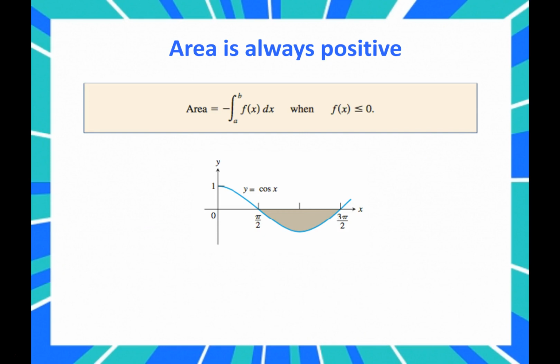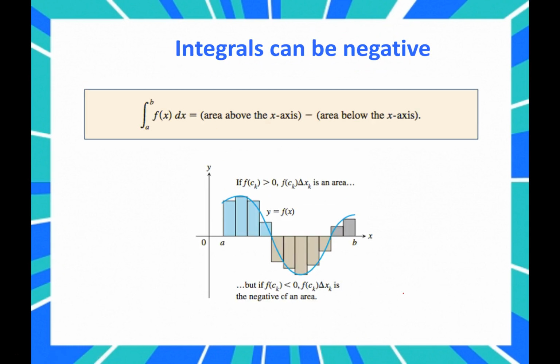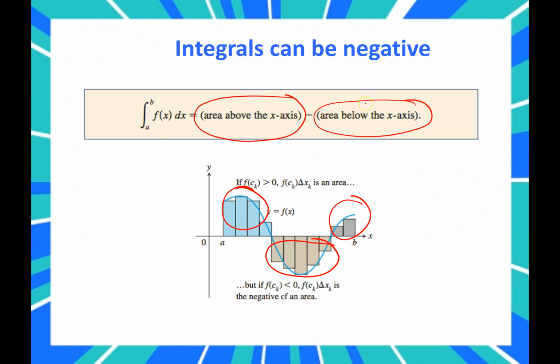Area is always positive, right? If I asked you, what's the area of this gray shaded region, the integral would actually be negative, so you would have to negate your negative to get a positive. So in other words, if I ask you to find the area of something, you need to answer with a positive number. However, integrals can be negative because this right here would end up being negative. This here would be positive, and this would be positive. So an integral ends up being the area above the x-axis minus the area below the x-axis.